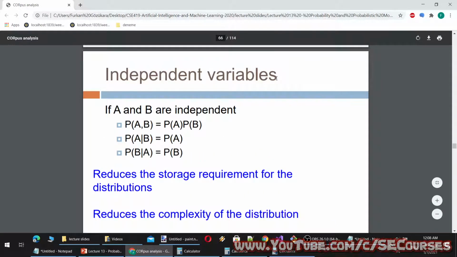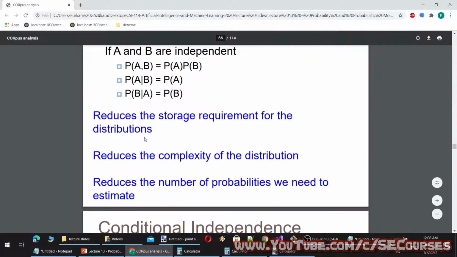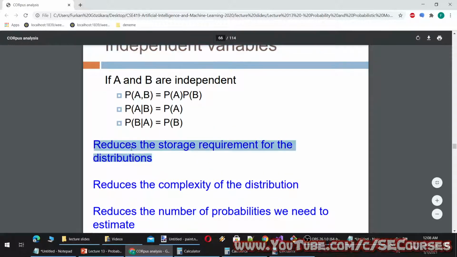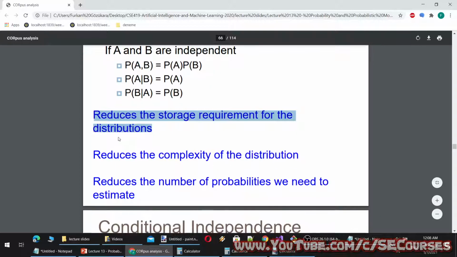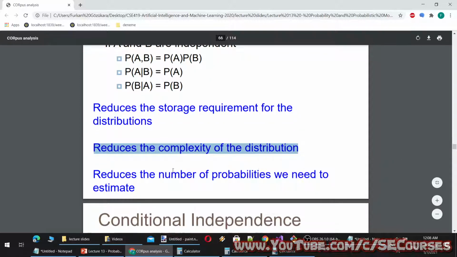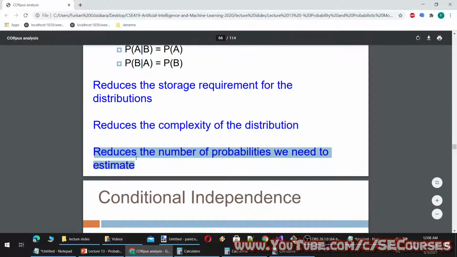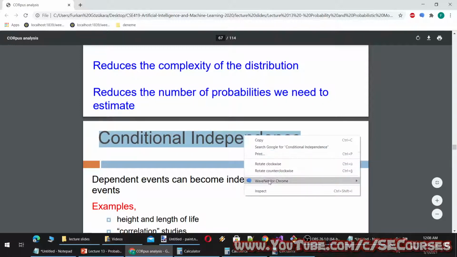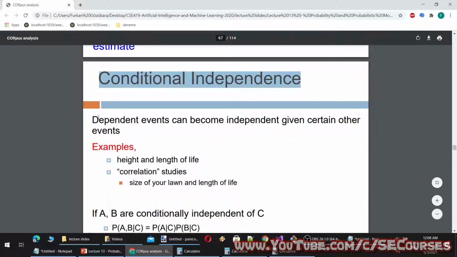Okay, still we are continuing with independent variables. If they are independent, it reduces the storage requirement for the distributions, reduces the complexity of the distribution, and reduces the number of probabilities we need to estimate. Okay, so now conditional independence.